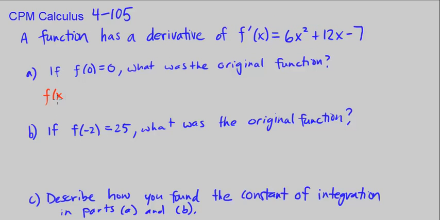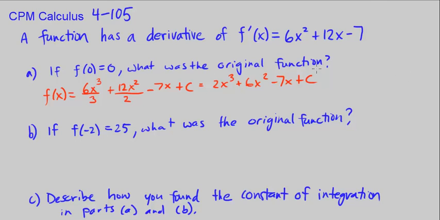So f of x is equal to the antiderivative, which is going to be 6x cubed divided by 3, plus 12x squared divided by 2 minus 7x divided by 1 plus c. Don't forget the plus c, right? Okay, so we can simplify that to be 2x cubed plus 6x squared minus 7x plus c.